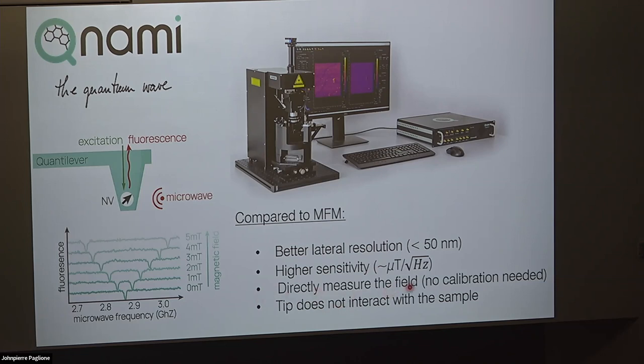And you're directly measuring the field. With MFM, you're measuring forces which are dependent on field gradients. Here, you're just measuring the field, the local field profile, along a given direction. Due to the crystallography of diamond, these vacancies can have different directions. Here we show one where it's at an angle. So we're technically sensitive to both in-plane and out-of-plane field directions, but they provide tips which are just oriented vertically or horizontally, depending on your sample.